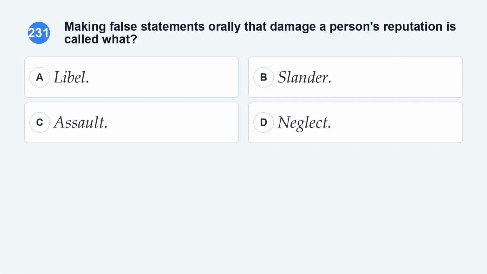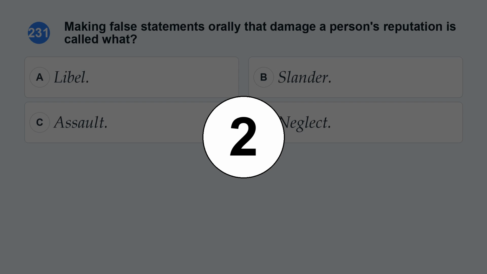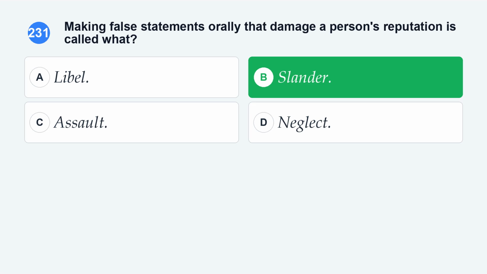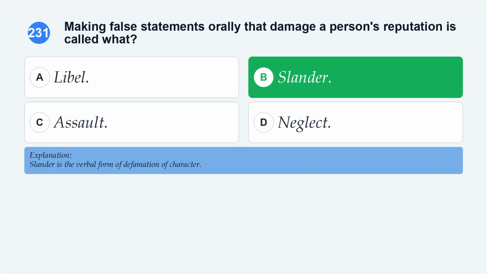Question 231. Making false statements orally that damage a person's reputation is called what? Option A, libel. Option B, slander. Option C, assault. Option D, neglect. The correct answer is option B, slander. Explanation. Slander is the verbal form of defamation of character.